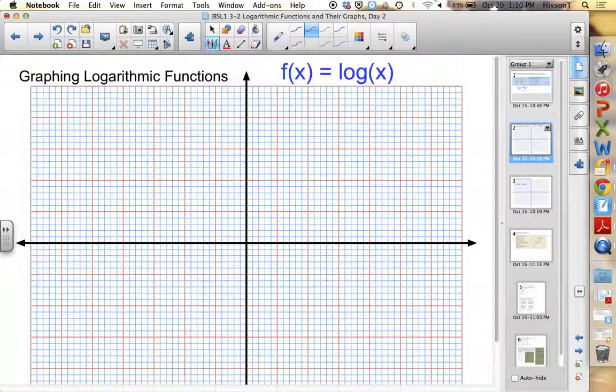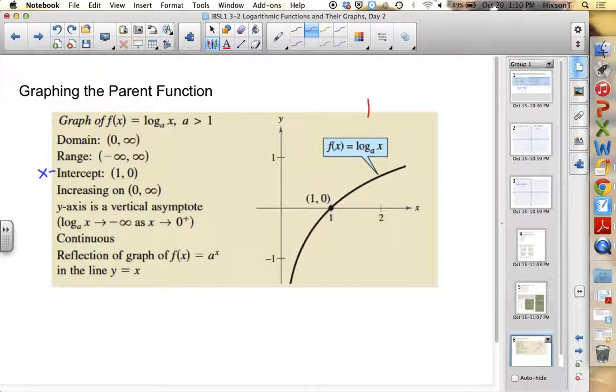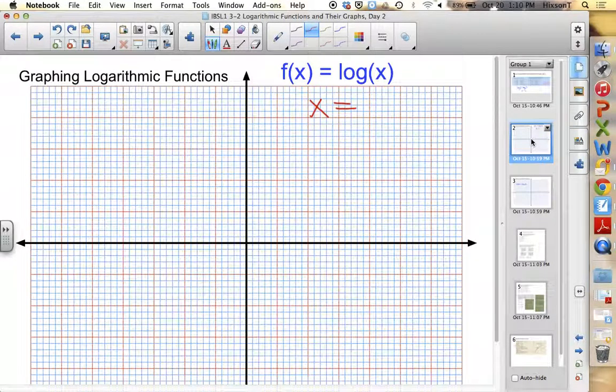Well, here we're going to kind of turn that idea backwards in our heads. You guys know that if f of x is log of x, that means x equals what? 10 to the f of x power, or y, if you want. Okay? So in this case, it's actually easier to plug in different values for y and then see what the x would have to be. Just make sure you graph it properly when you do it.